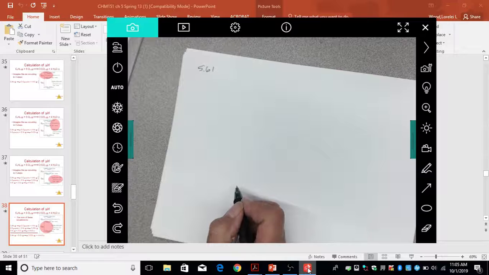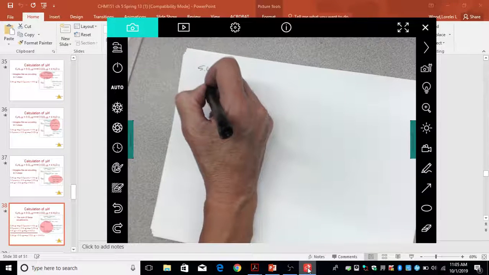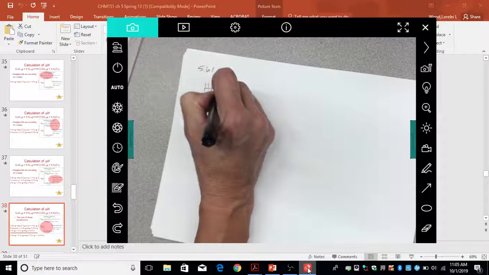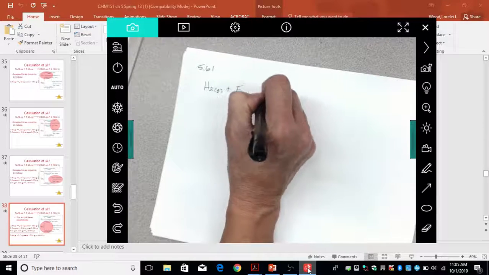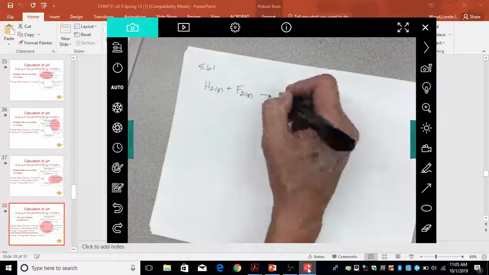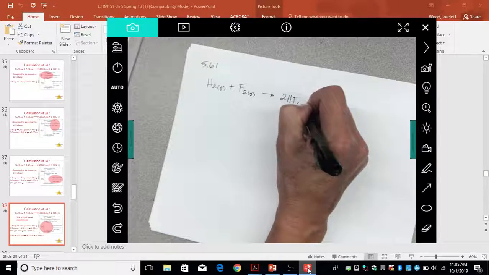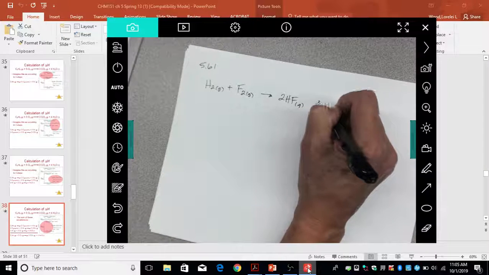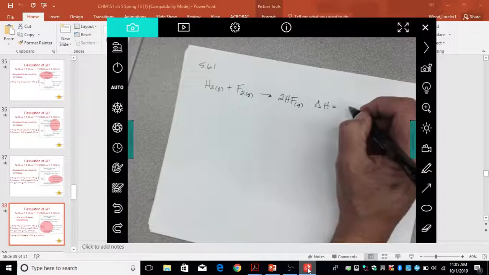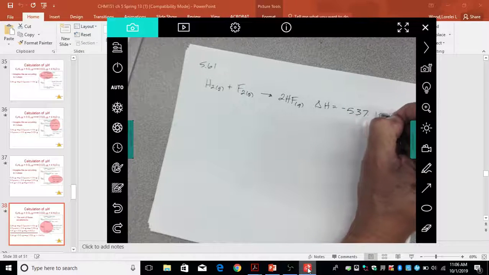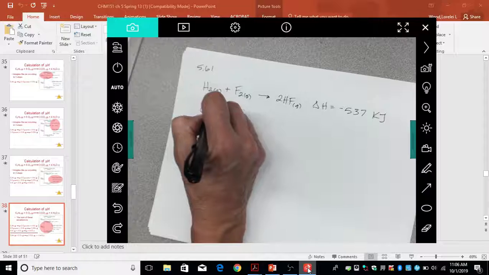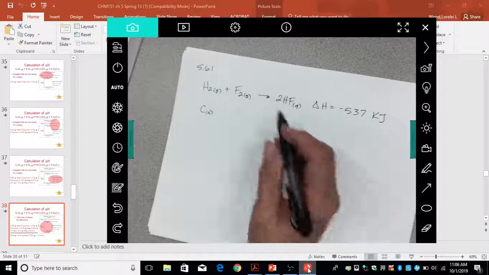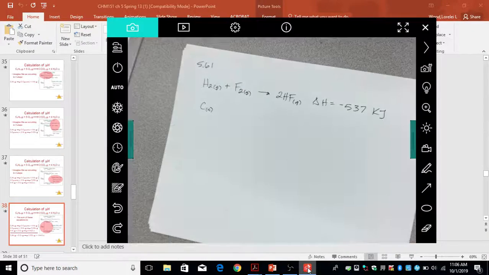It says, from the enthalpies of the reaction, I would advise you to write these down because I'm going to ask you to calculate H2 gas plus F2 gas yields 2HF gas. The enthalpy of that reaction is equal to negative 537 kilojoules. Next one, carbon as a solid. I'm going to put these a little bit far apart from each other because we're going to have to do some manipulation. I would ask that you leave some space. Don't put them right next to each other on the same line. Give a couple of lines in between.